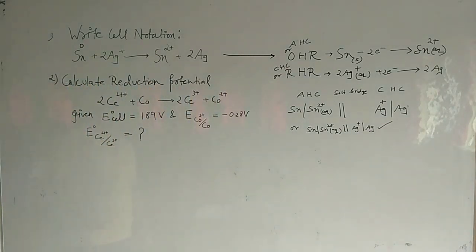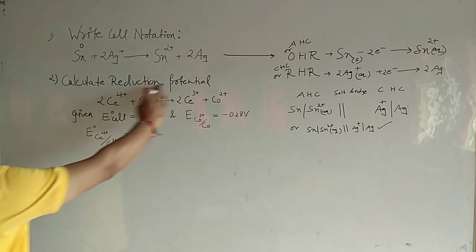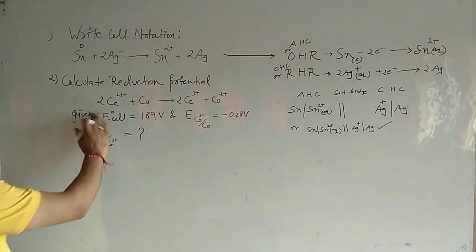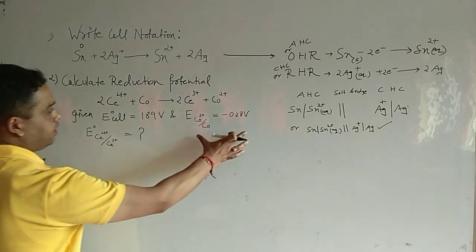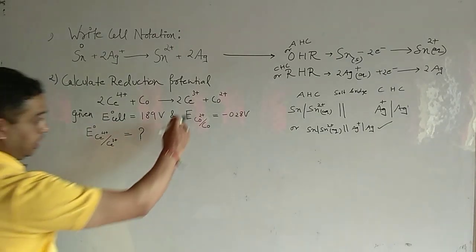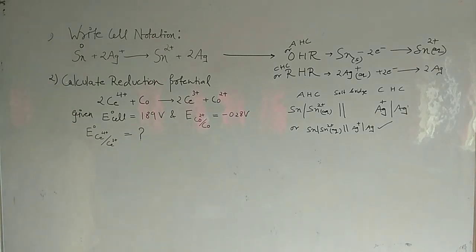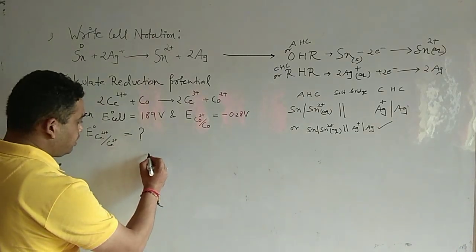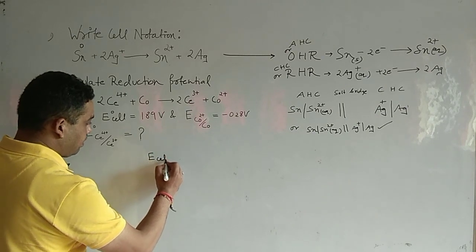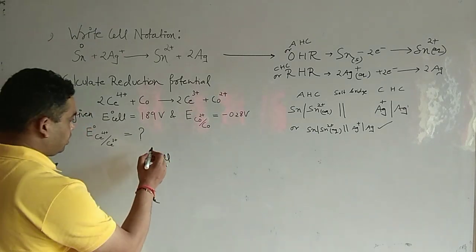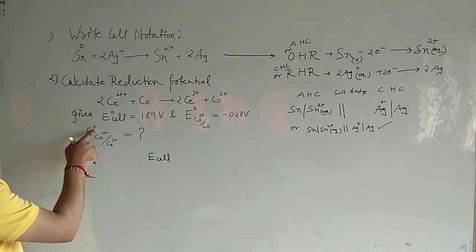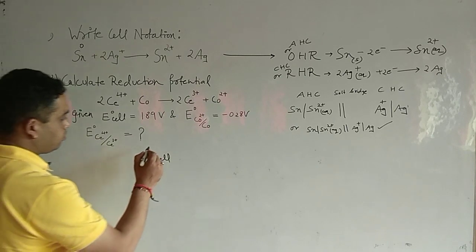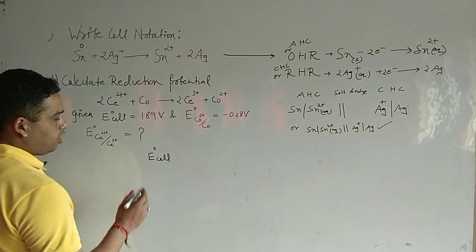Now moving to this one. Calculate the reduction potential. Say you have been given this particular reaction, and you have been given the E cell, and this is your electrode potential for a particular half cell, that is, the cobalt half cell. Since you know how we can calculate it, you can write E cell. You can mention standard here because standard is given here and standard is given here. So you will write standard here, and I'll come to that.